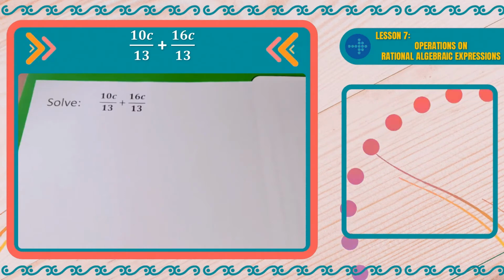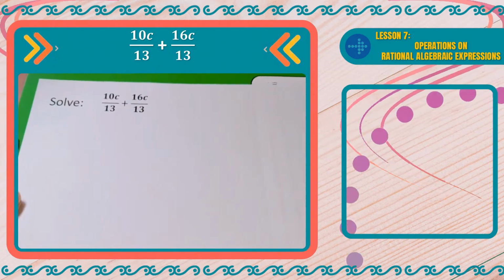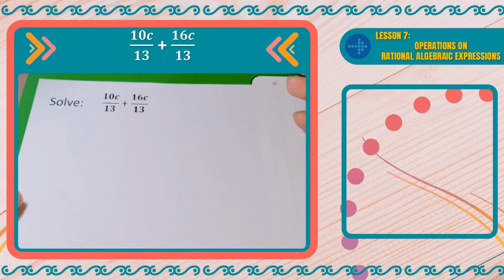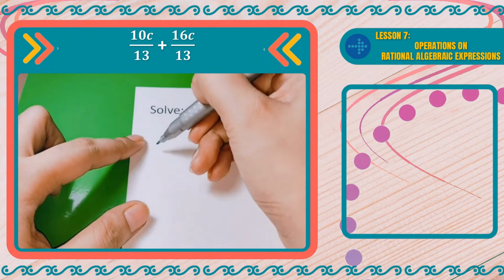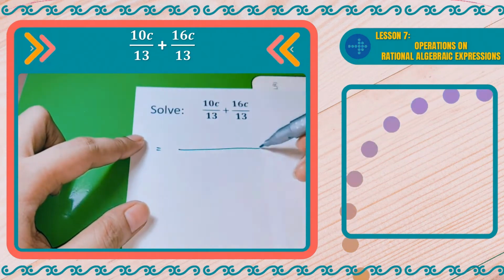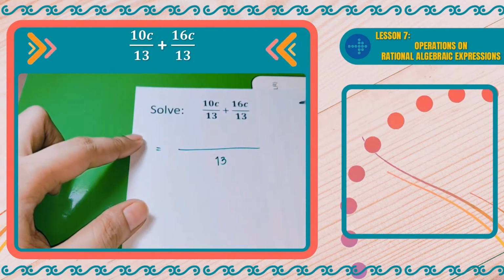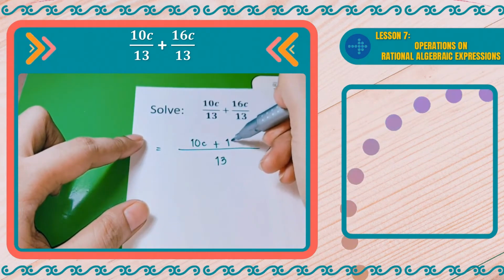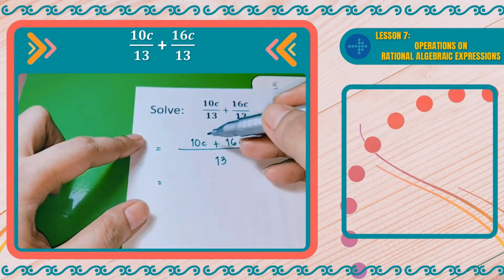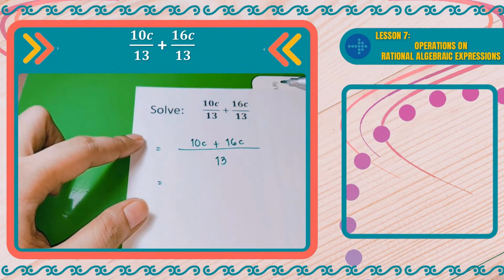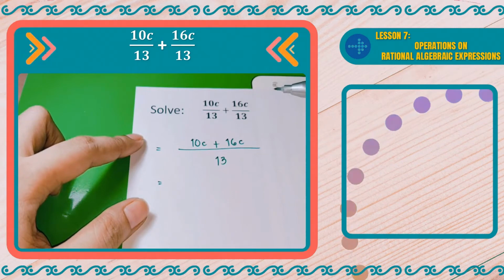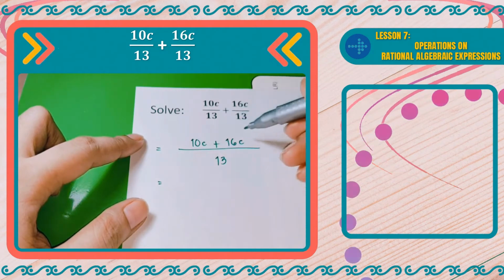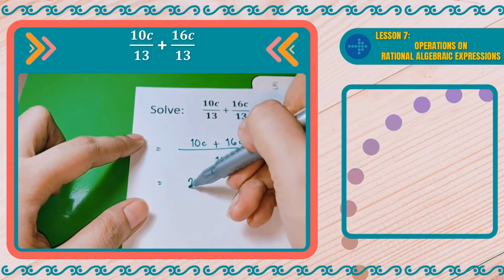So, the given is 10c over 13 plus 16c over 13. Pareho sila ng denominator, so ang gagawin lang natin is copy the denominator, 13. Then, add the numerators. So, we have 10c plus 16c. Since yung parehong terms natin ay similar terms, meaning pareho sila ng variable at pareho din yung mga exponent ng variable nila, 10c plus 16c is equal to 26c.